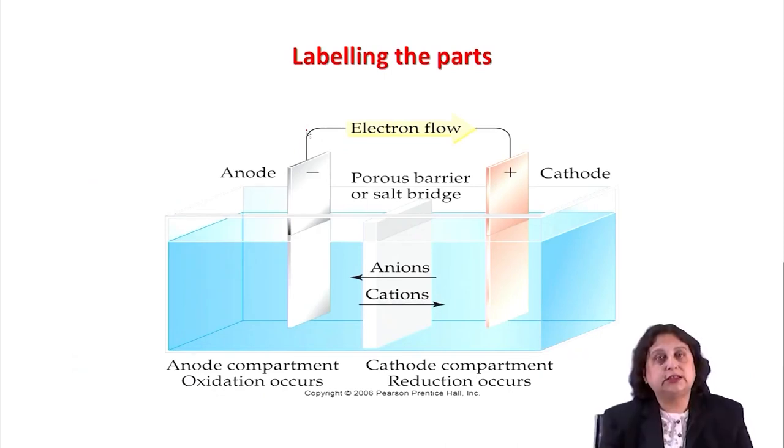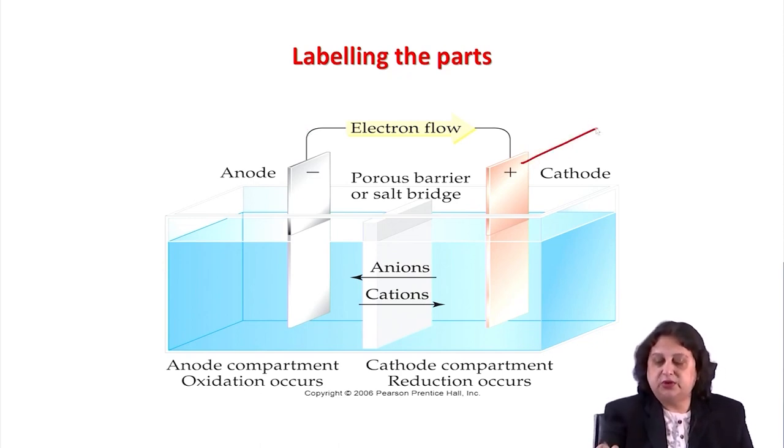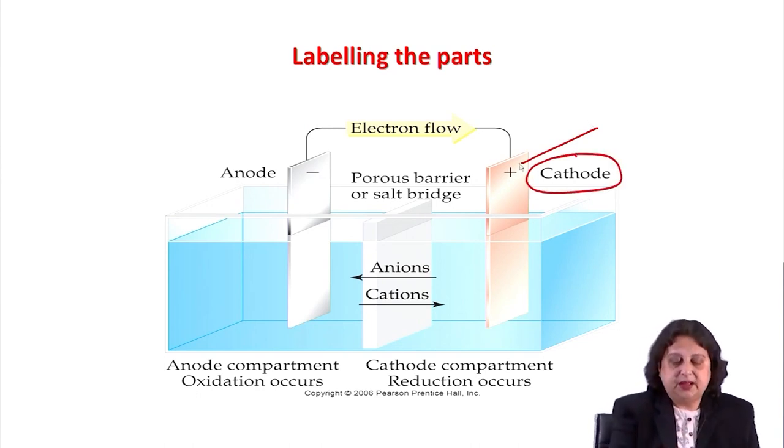Rather, let me focus on one of these generic representations of a cell, one of the cells that I have shown to you. I am going to label the different parts of a representative cell. So here, do you know which type of cell I am showing to you? Yes, I am showing you one cell that has two metal electrodes in separate compartments that are immersed in their respective electrolyte solutions. So here I have the positive electrode, which I call the cathode. Here I have the negative electrode, which I call the anode.